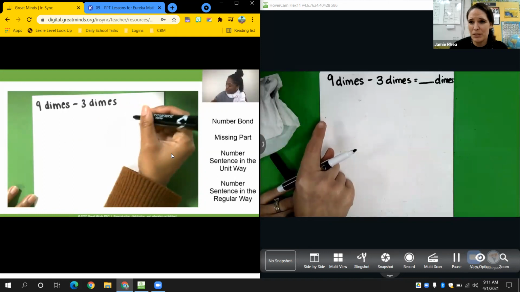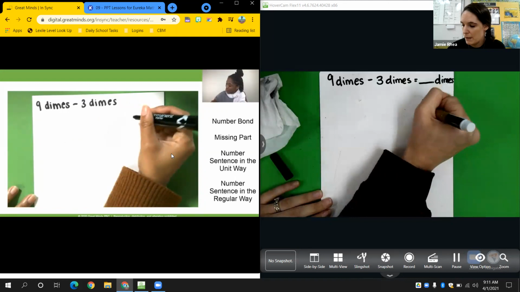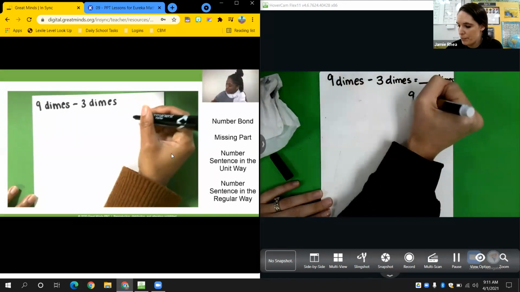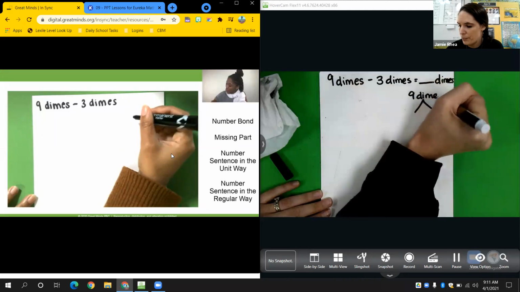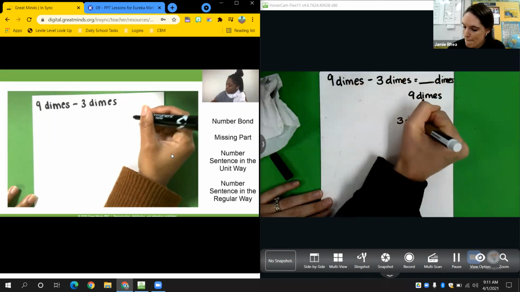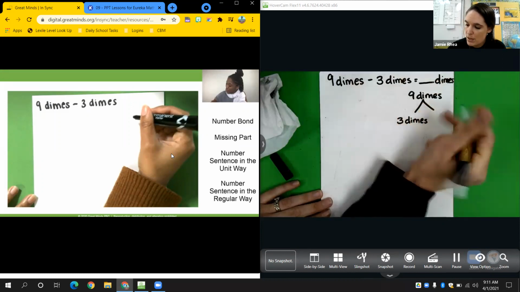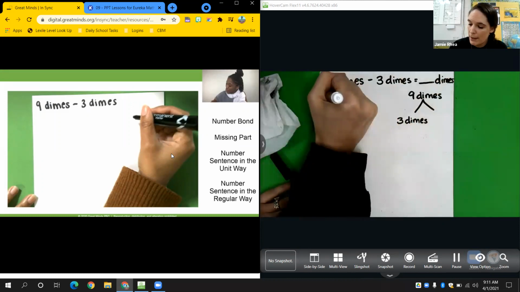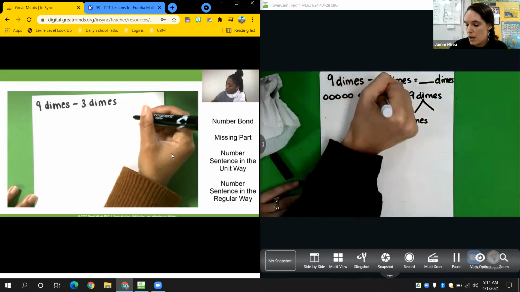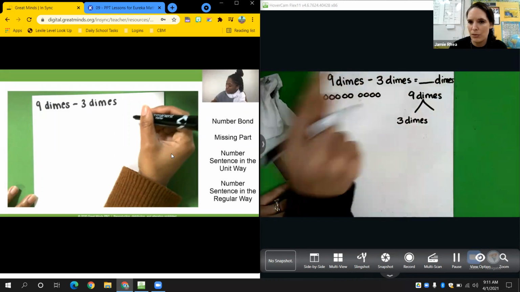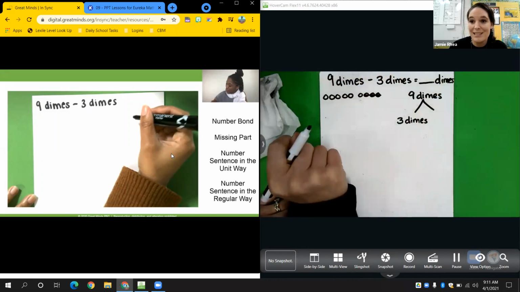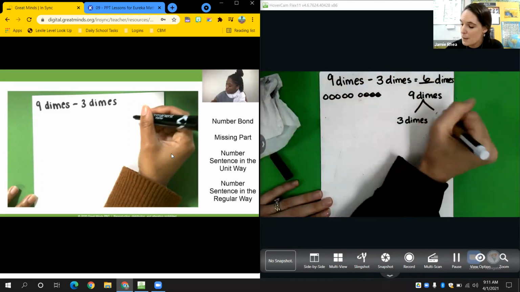Let's go ahead and do the number bond so we can fill in what we do know. Okay, draw my number bond out. I know that 9 dimes is my total. I know that one part of it is going to be 3 dimes. And now we have to figure out the other part. So I'm going to draw out 9. There's my 9 dimes. Now I'm going to take 3 dimes away. How many do I have left? 6. I have 6 dimes.